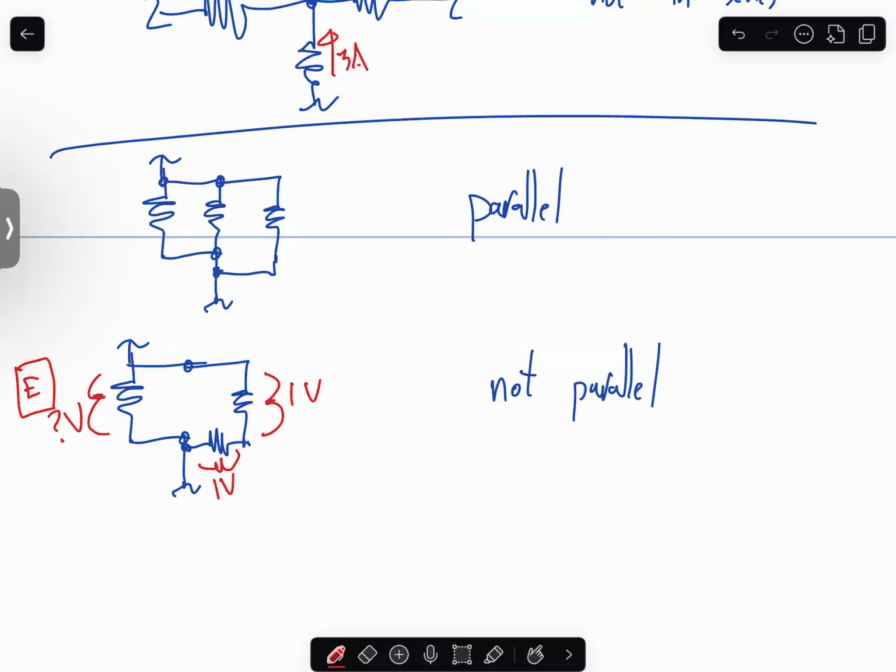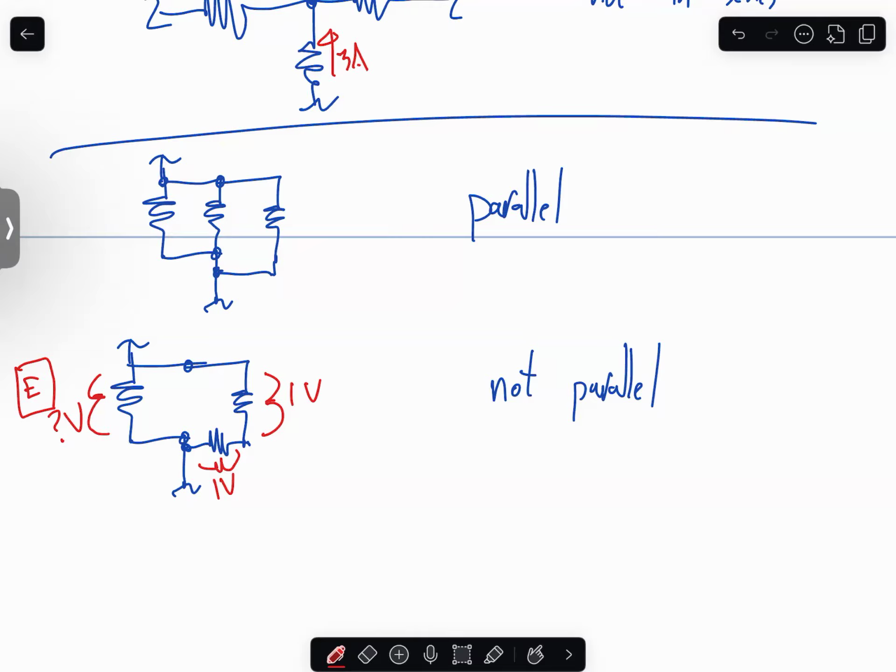Okay, so if this is 1 volt here and this is 1 volt there and they are in series, what do you know about the voltage? The total voltage loss. 2 volts. 2 volts difference between this point and this point. How much voltage has to be across this resistance? 2 volts. From this point to this point is 2 volts.